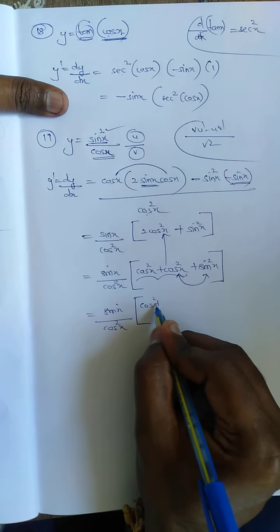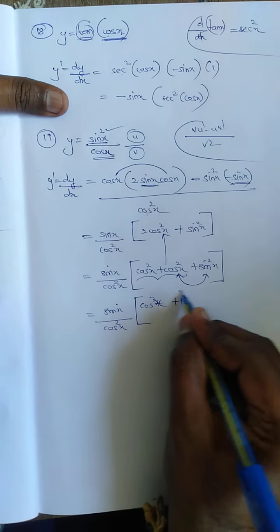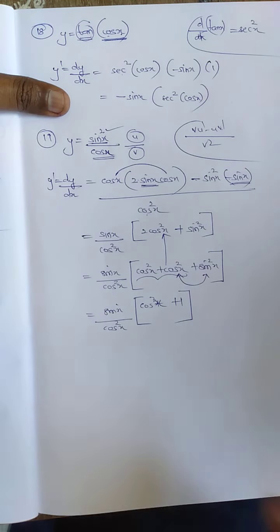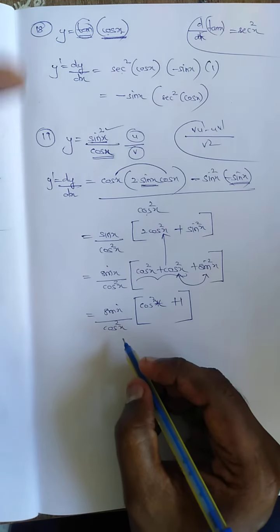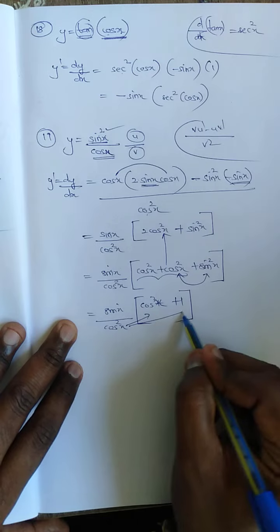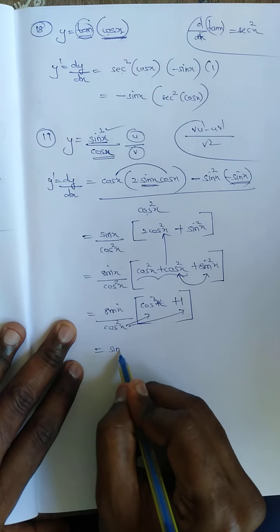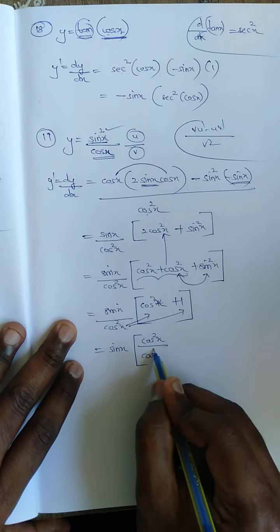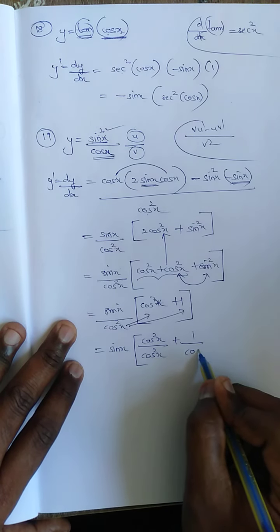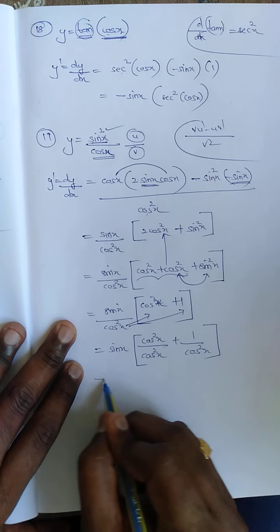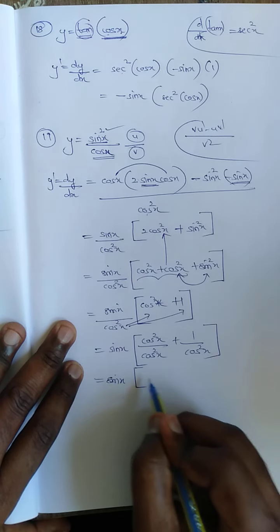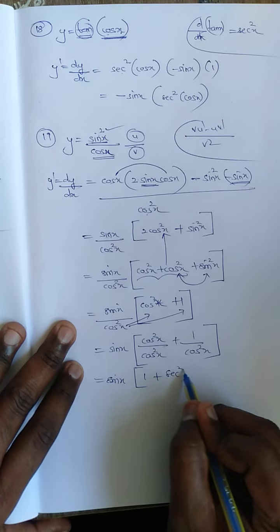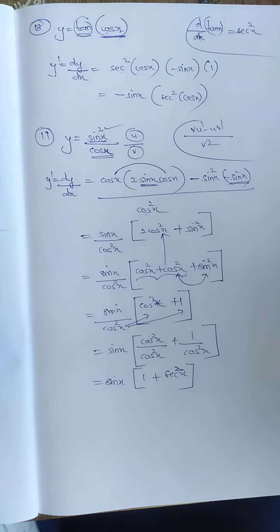So cos square x plus 1, cos square x plus 1 divided by, now I am going to reduce this cos square x here and here. So what becomes sin x cos square x divided by cos square x plus 1 divided by cos square x. So it becomes sin x into 1 plus cos square x, nothing but secant square x.